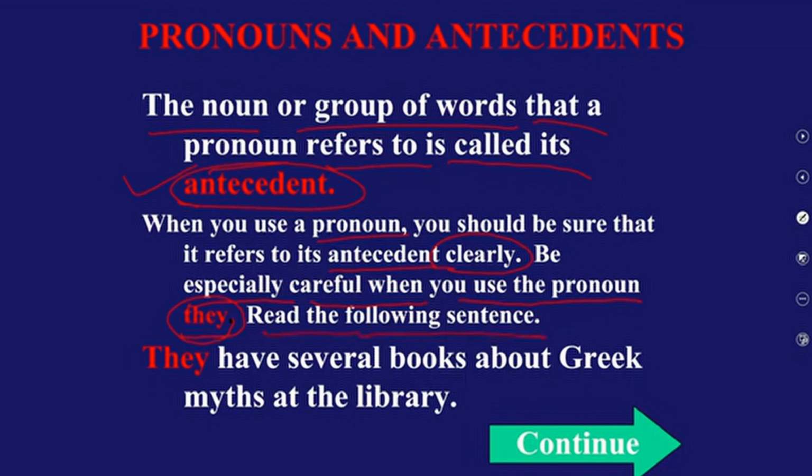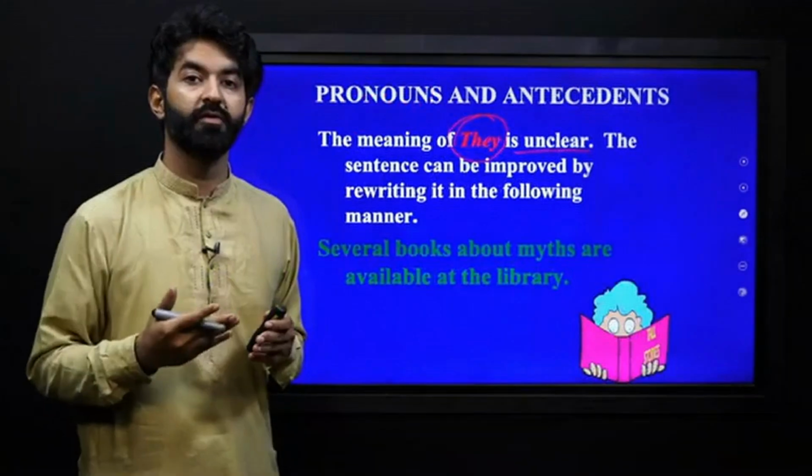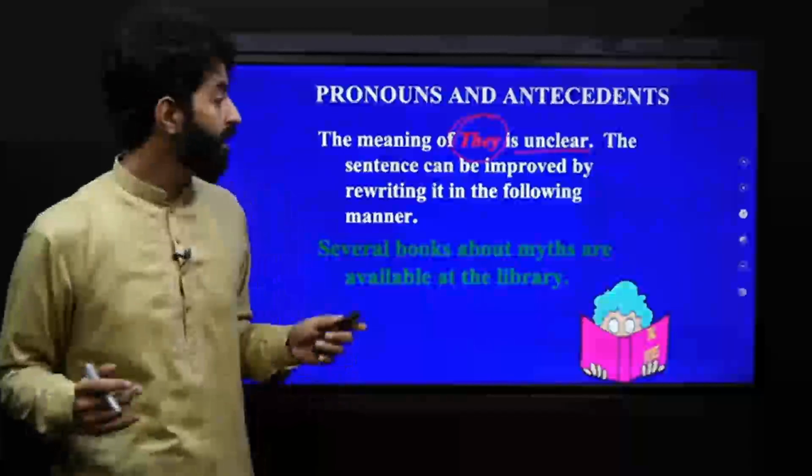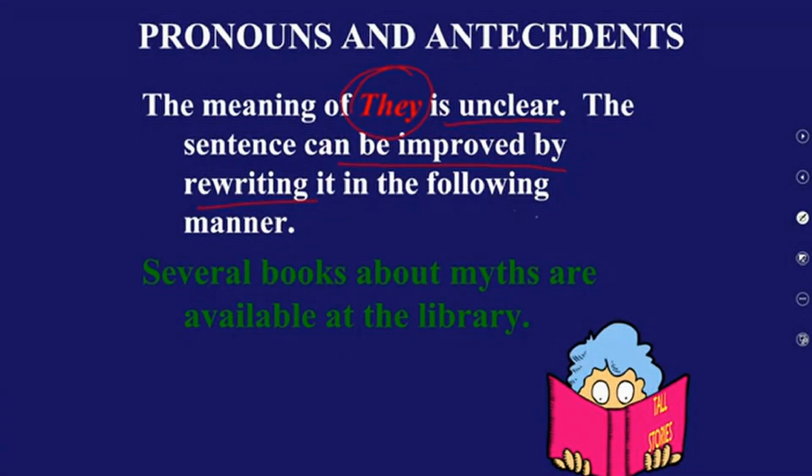Read the following sentence. They have several books about Greek myths at the library. Now let's break it down. The meaning of they here is unclear. Who are they? To which thing are we referring? This is not clear. The sentence can be improved by rewriting it in the following manner. Several books about myths are available at the library.